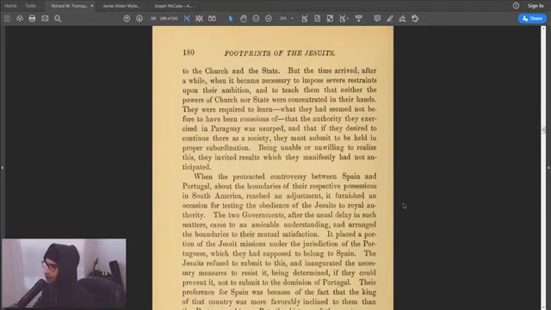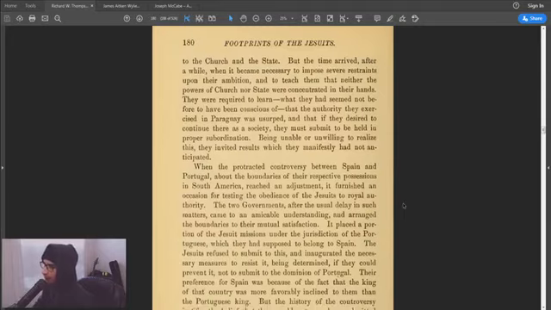When the protracted controversy between Spain and Portugal about the boundaries of their respective possessions in South America reached an adjustment, it furnished an occasion for testing the obedience of the Jesuits to royal authority. The two governments, after the usual delay in such matters, came to an admissible understanding and arranged the boundaries to their mutual satisfaction. It placed a portion of the Jesuit missions under the jurisdiction of the Portuguese, which they had supposed to belong to Spain. The Jesuits refused to submit to this and inaugurated the necessary measures to resist it, being determined if they could to prevent it.